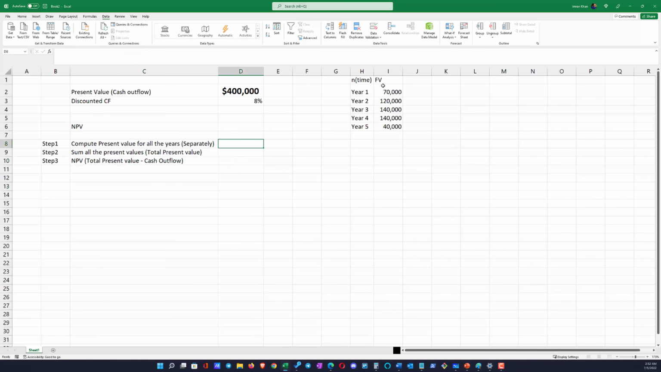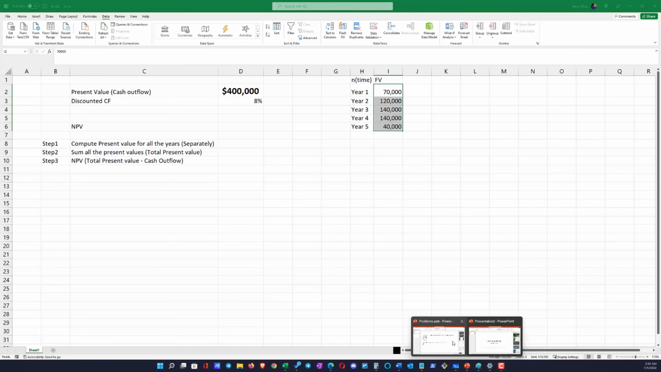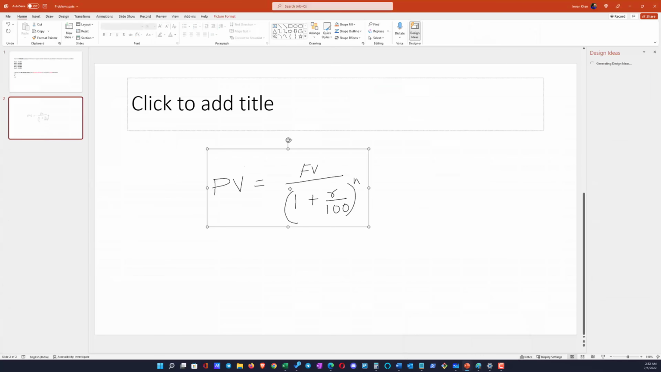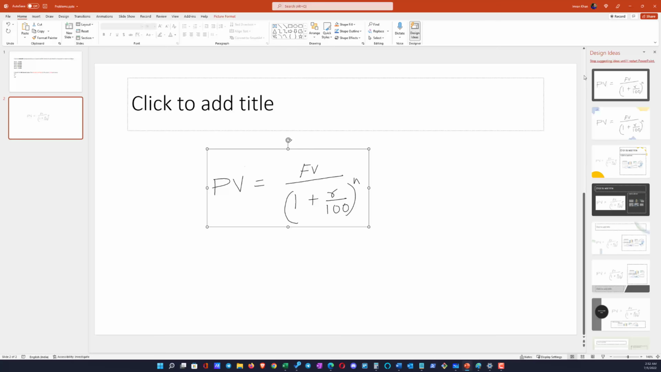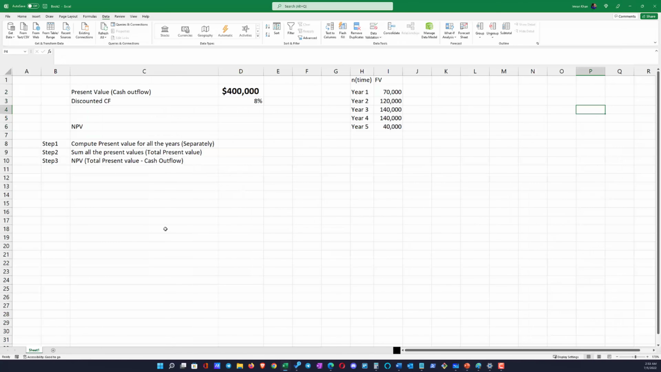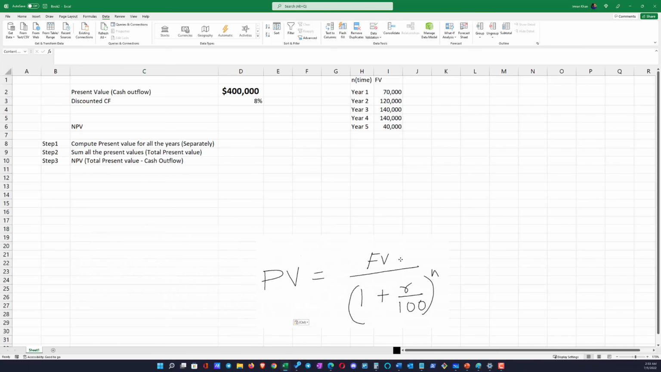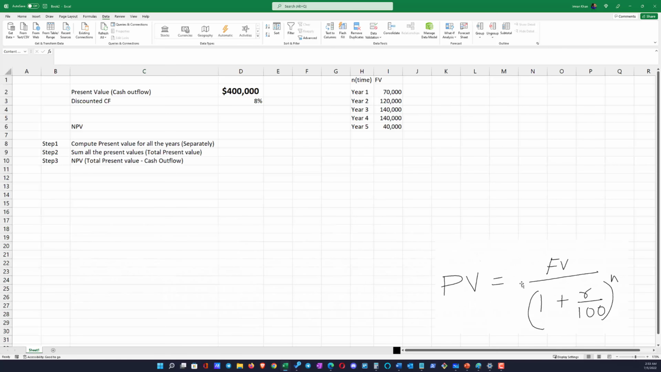So let's compute the present values here. We know the formula, right? I have written the formula here. Just to make it easy, let's keep it here for some time, just so that we remember. See what we have here, future value. We've written all the future values. We need to compute present value, right? But we also need to know this, right? What is R here? Discounted rate.